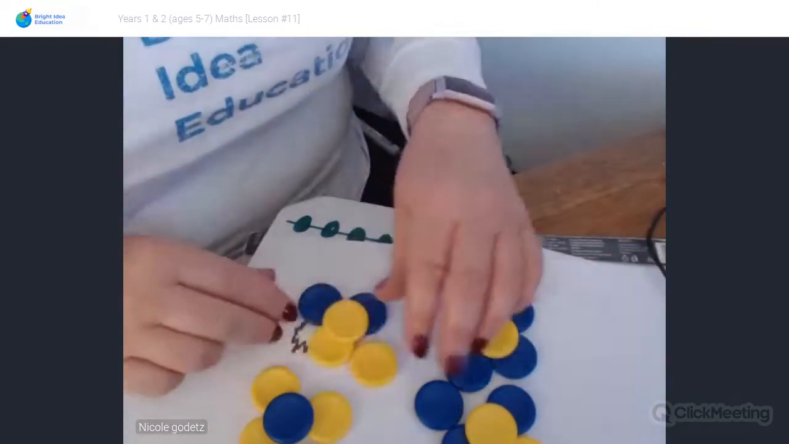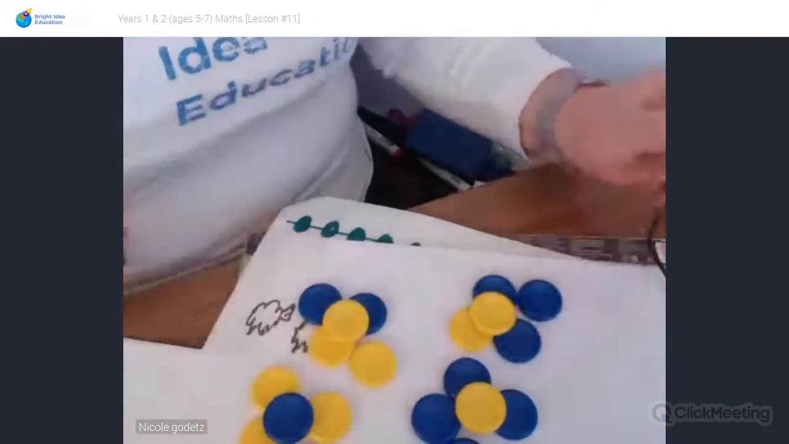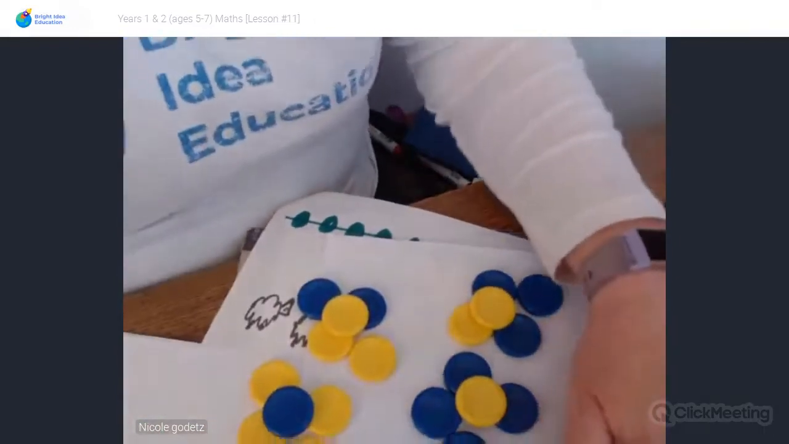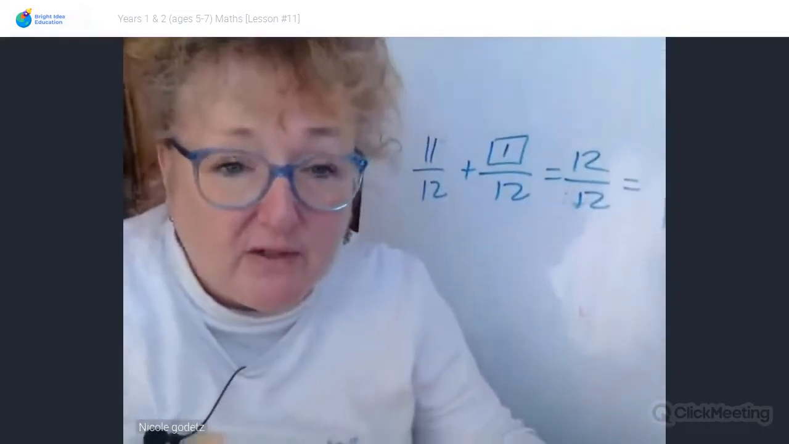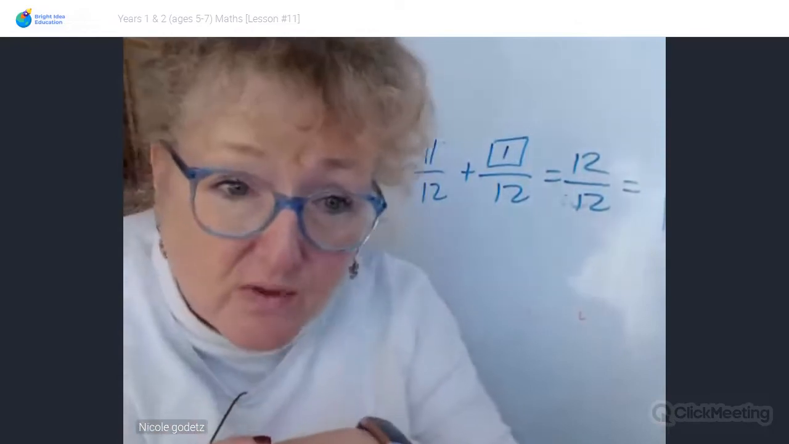Oh, I quite like that one looking like a flower. Make that one look like a flower as well. There it is. 1/4 of 20 is 5, because 4 5s are 20. Okay. Well done.